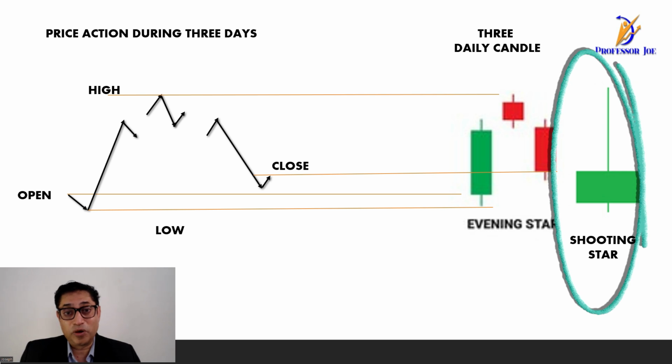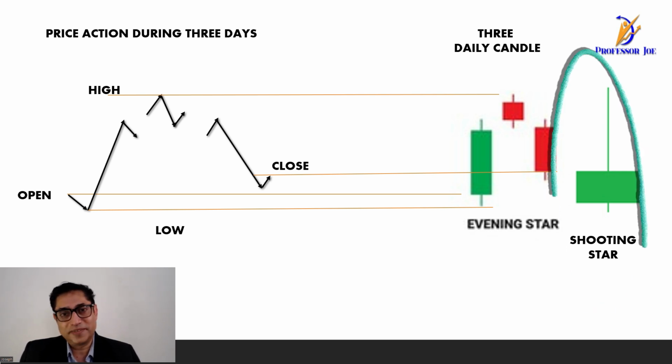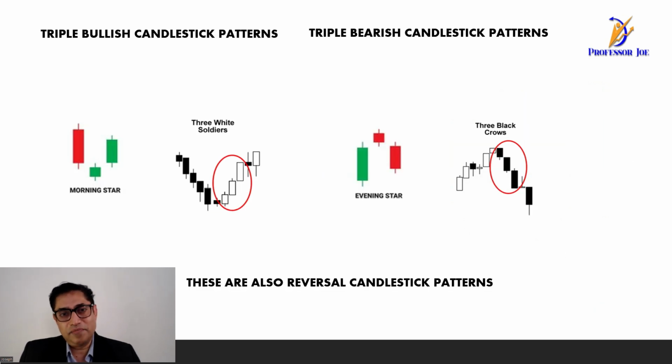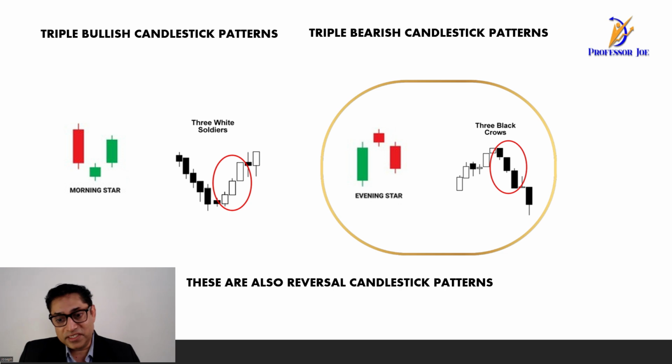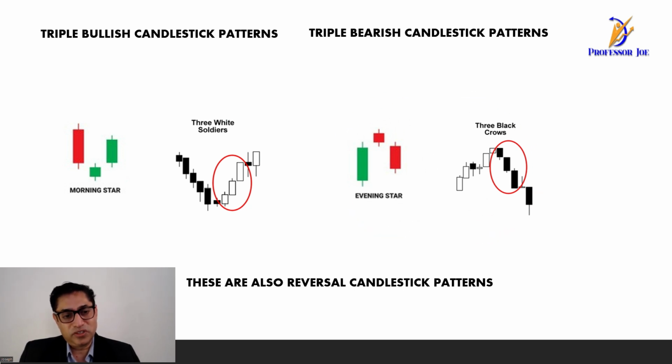And if it is found on the top of the chart, it's a clear indication that the price can come down from there. These are some examples of triple candlestick patterns. Bullish is morning star and three white soldiers, and bearish is evening star and three black crows. So when you see these candlestick patterns, either at the bottom or at the top, you know that these are reversal candlestick patterns and you can enter the trade according to that.